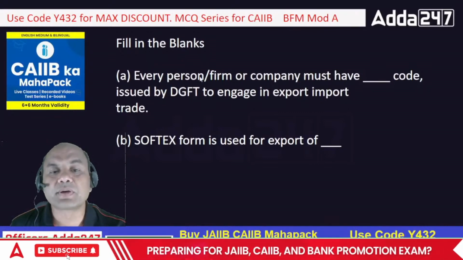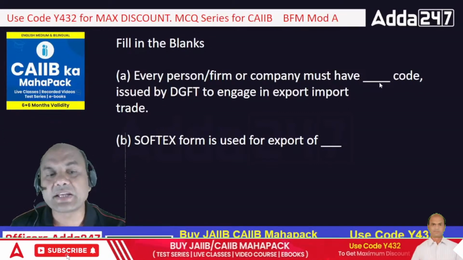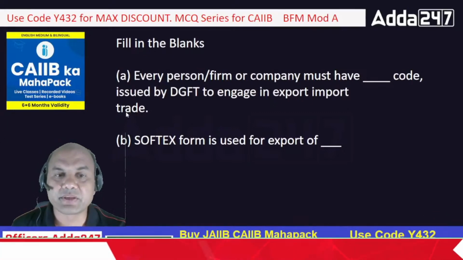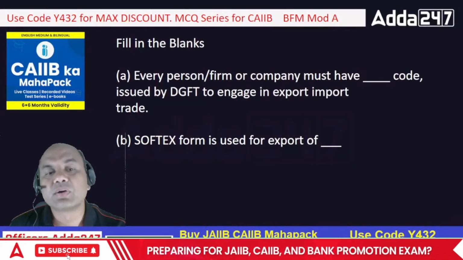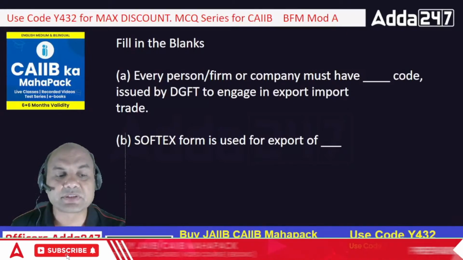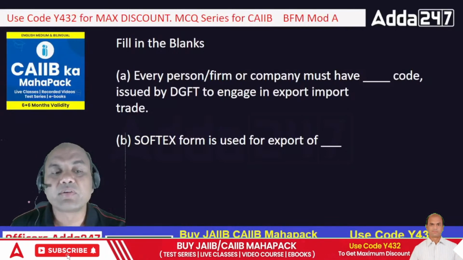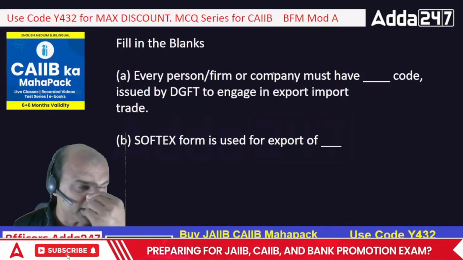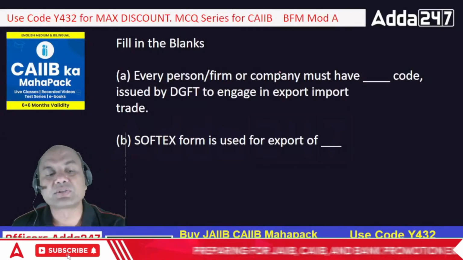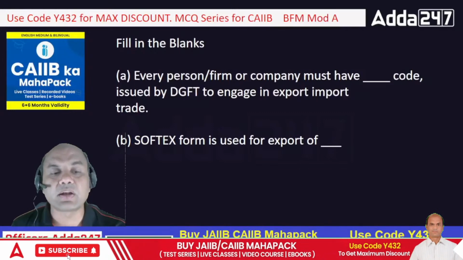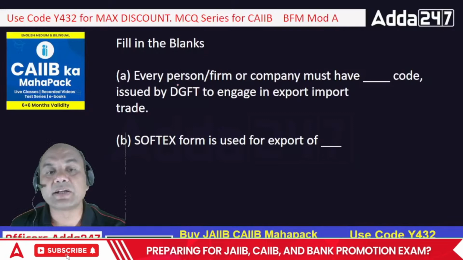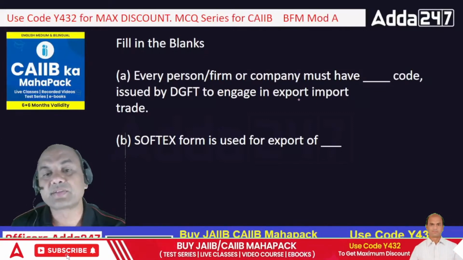Every firm or person or a company must have a dash code issued by DGFT to engage in export-import trade. Means if anyone wants to do some export-import trade, then that person or that firm should have what code? What should be the name of that code? Everyone just type fast in the comment section. Very important code. It is issued by DGFT, without which you can't at all start your business.